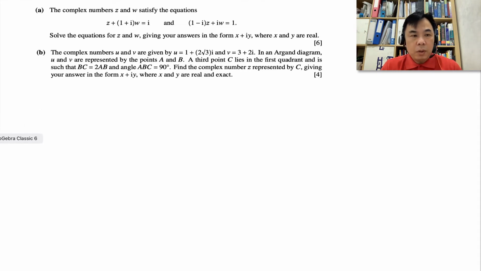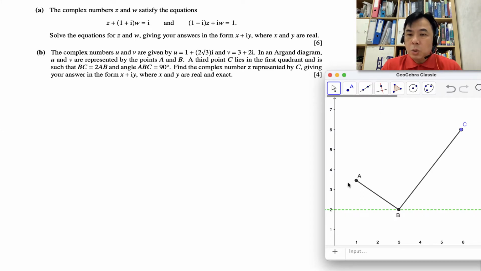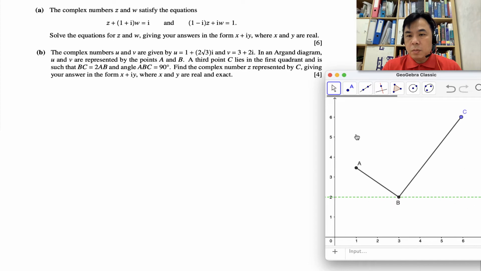Right, now I have already prepared this. I'm going to show it to you. Initially, this is where point A is located. Point A is given by 1 unit to the right and 3 units up. Let me scroll it up a bit more so that you can see. So this is A, and point B is 3 units across and 2 units up. That's what we have.